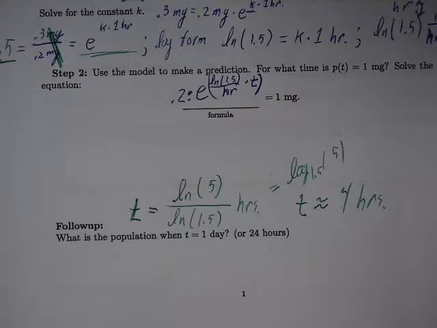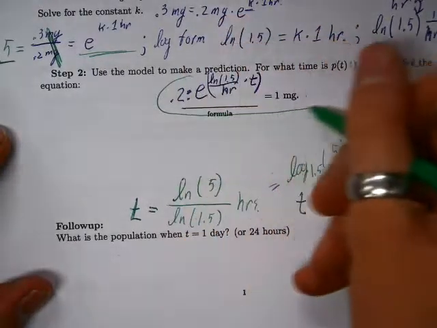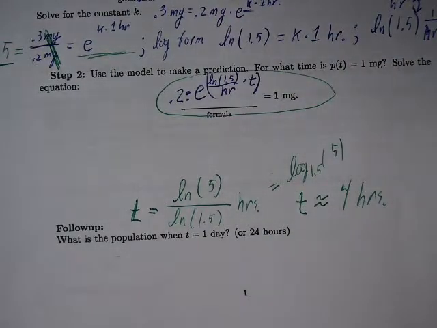Cool. Does anyone want that one discussed explicitly? Okay, cool. Let's do it. So here's the equation that I want to solve. 0.2 times some stuff is equal to 1. If you want to solve an equation that looks like 0.2 times some stuff is equal to 1, what's a good first step? Divide by 0.2.